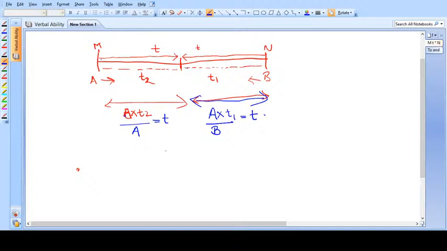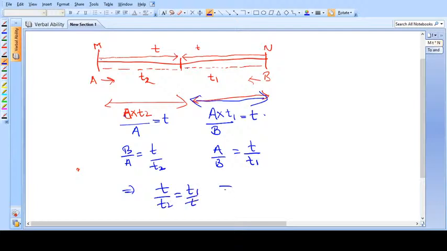So if we see this equation, we will get A by B is equal to t by t2. And if we see this equation, we will get t1 by t. We can say that t by t2 is equal to t1 by t. So we use a formula such that t is equal to the root of t1 into t2, because t square will be equal to t1 multiplied by t2.